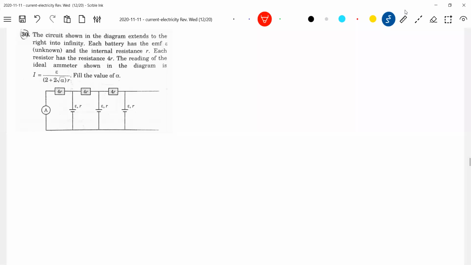Read the question. It's an infinite ladder with cells that I brought. What is the reading of the ideal ammeter shown in the diagram? I should replace all this with an equivalent cell.